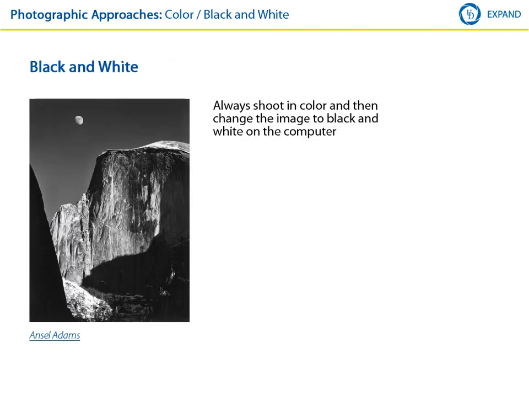Why would you shoot a scene in color if you knew the end result would be a black and white image? You have a much larger tonal range to work with in an editing program if you shoot the image in color, and you also have more options if you ever want to use it in color. What subjects make a good black and white photograph?